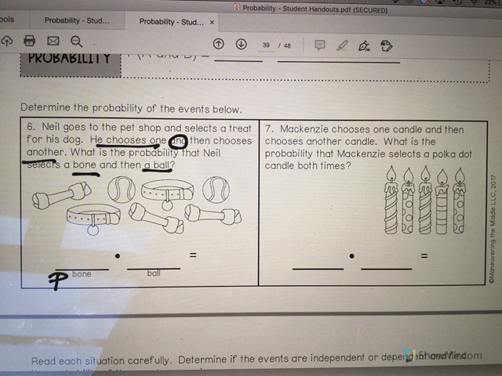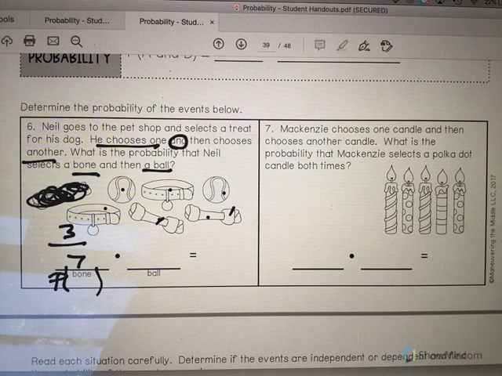So the probability of a bone. Let's start with that. Now, how many bones are there? There are 3, so we know that's our numerator. And how many outcomes are there? 1, 2, 3, 4, 5, 6, 7. So that's 7. But now, if he selects one bone, that takes out this outcome.